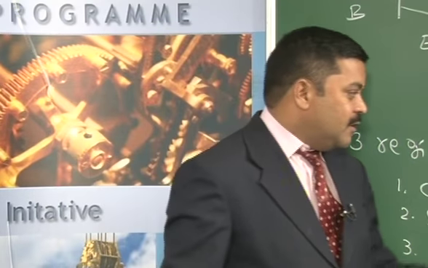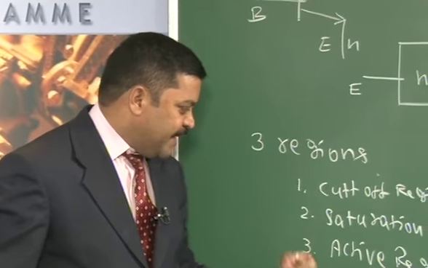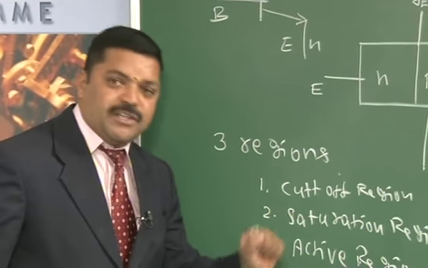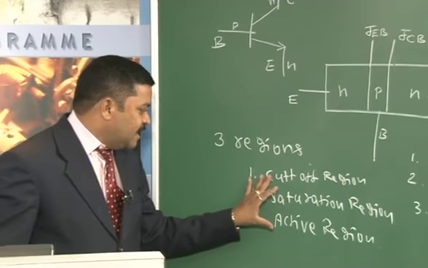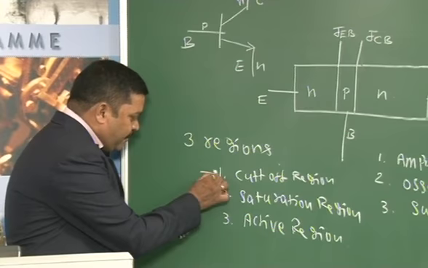Now, when we take the amplifier, the BJT in the amplifier must be operated in the active region. Let us now touch on the different regions of operations of BJT. One, the active cutoff region.